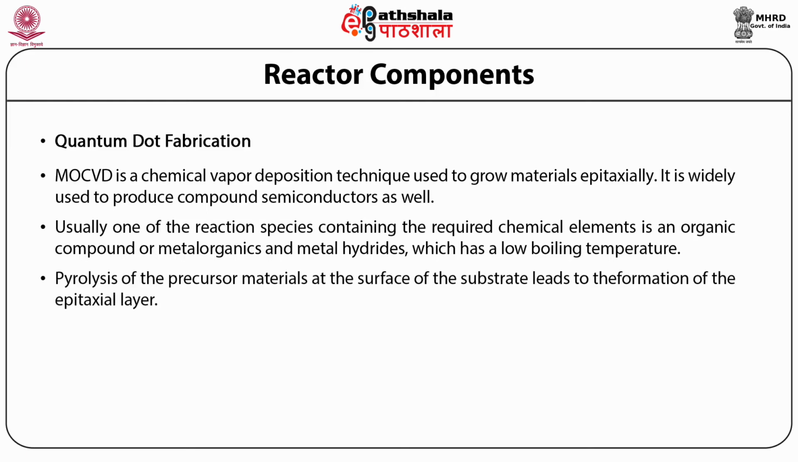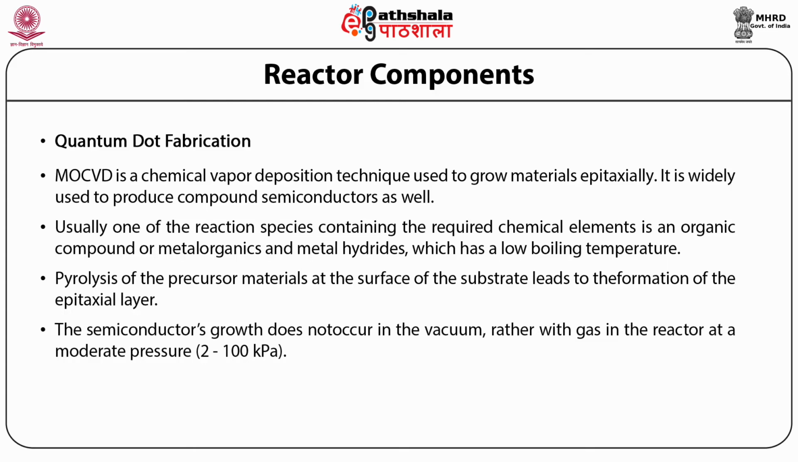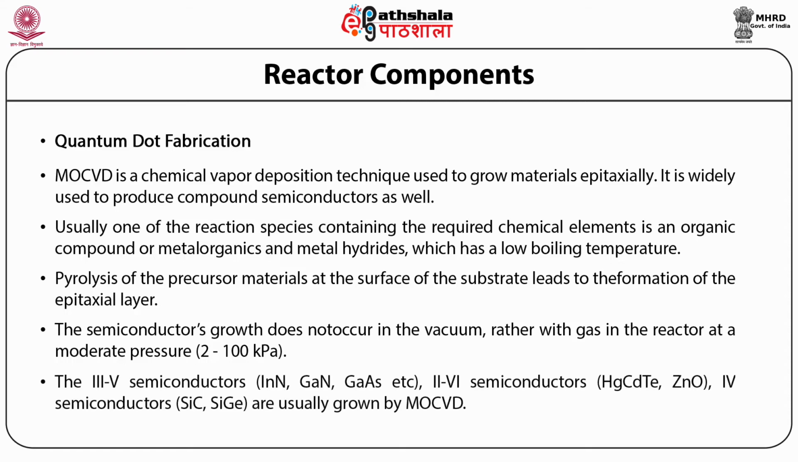Pyrolysis of the precursor materials at the surface of the substrate leads to the formation of the epitaxial layer. The semiconductor's growth does not occur in a vacuum, rather with gas in the reactor at a moderate pressure, that is 2 to 100 kilopascal. The third-fifth semiconductors, indium nitride, gallium nitride, gallium arsenide, etc.